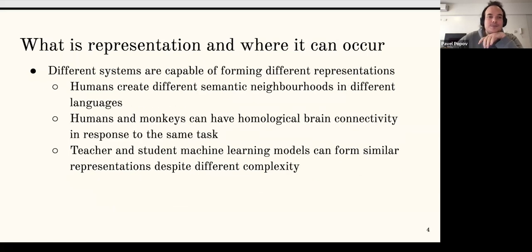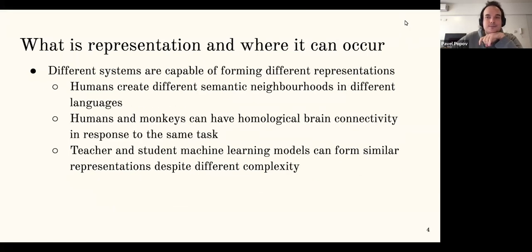All right. So different systems of very different origin can form different or comparable representations. For example, human languages have semantic neighborhoods in their structure, and those neighborhoods are not necessarily the same across languages.